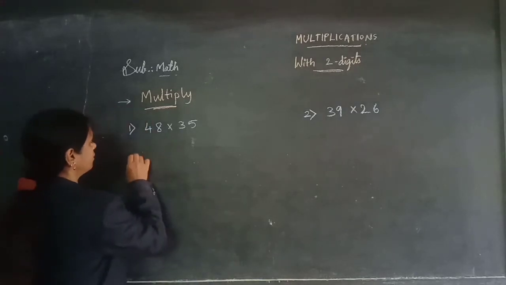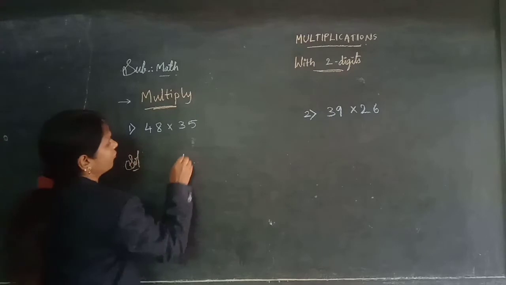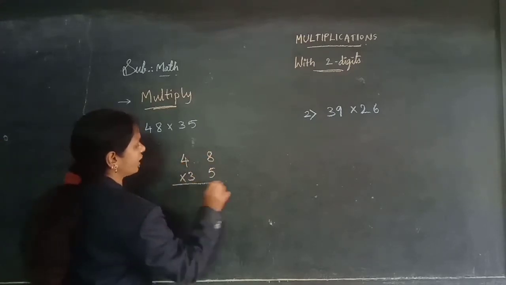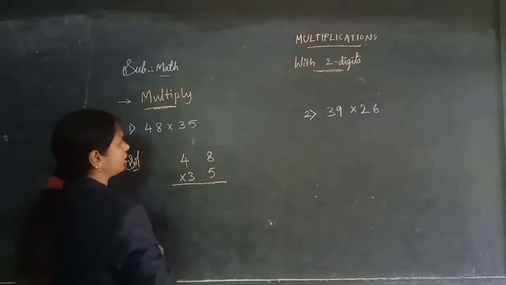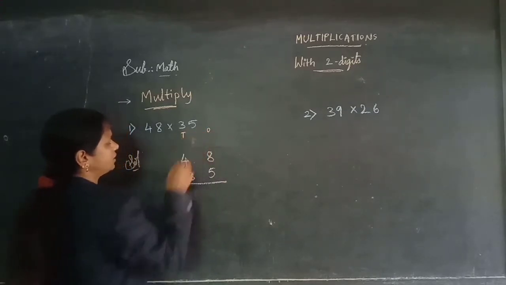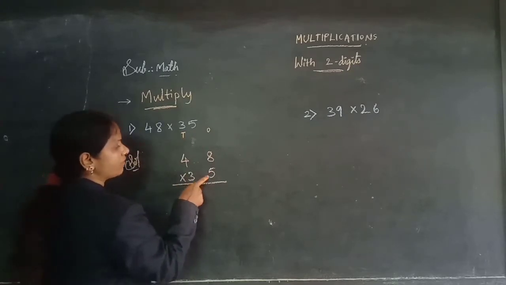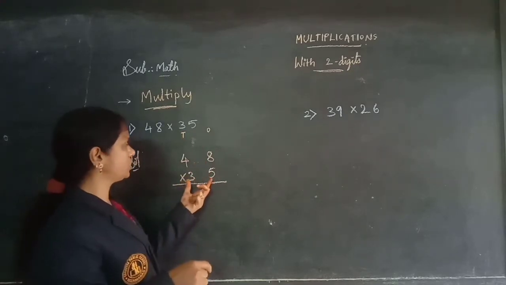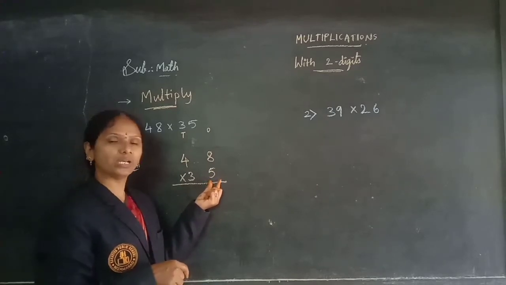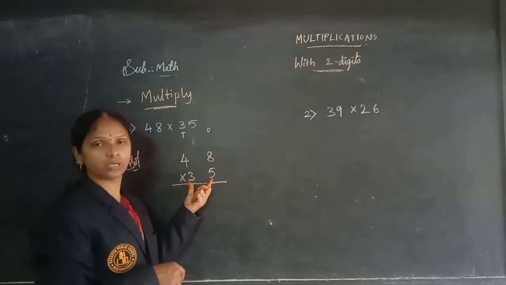First problem here, 48 into 35. Come on, give the places of this. Here ones and here tens. Now, whenever we are multiplying with the two-digit number, children, we should multiply with the ones digit first. Why? Because you don't know the 35 table.